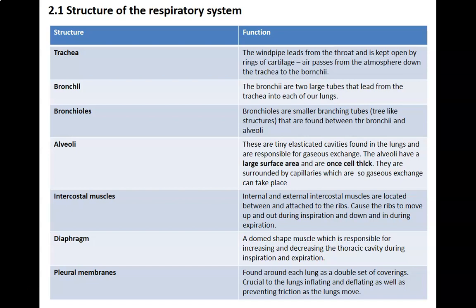And make sure your notes on this are asking questions that give you the answer of the structure. So for example, you'd get this information down and you would say, which structure is kept open by rings of cartilage and allows air to pass through down to the bronchi? The answer is the trachea. For bronchi, I would have, these are two large tubes that lead into each lung. It's the bronchi, and so forth. So make sure you've got questions on each one of these that are giving you the answer of these structures, how I told you to set out the corner notes originally.